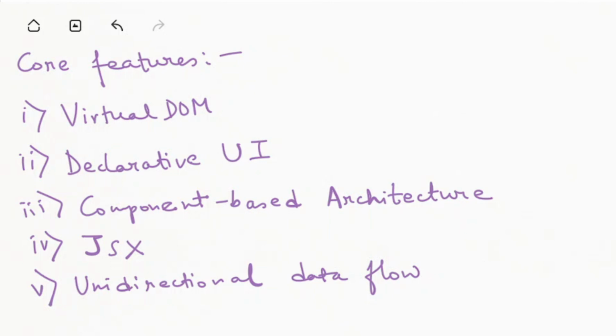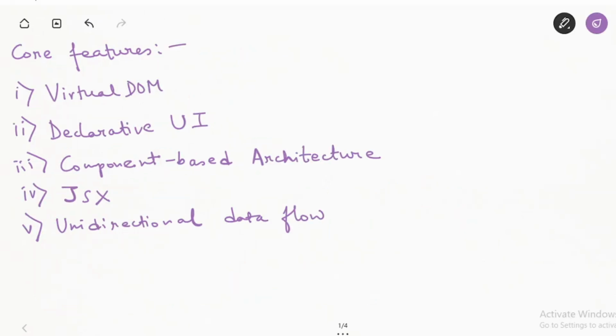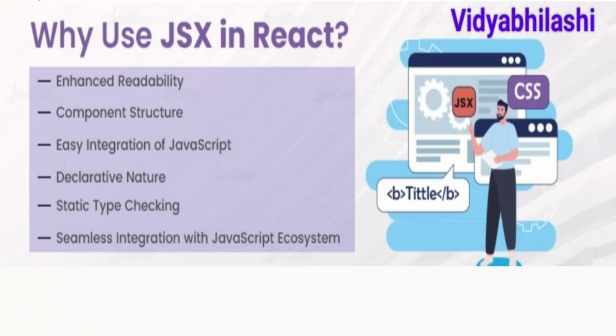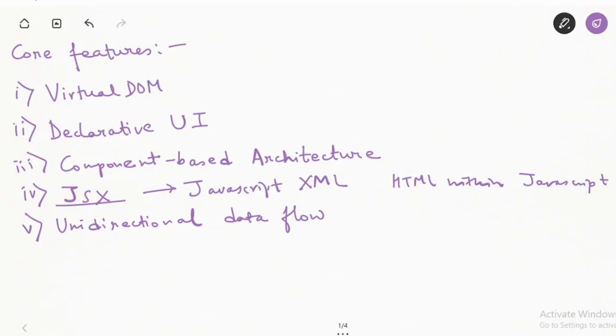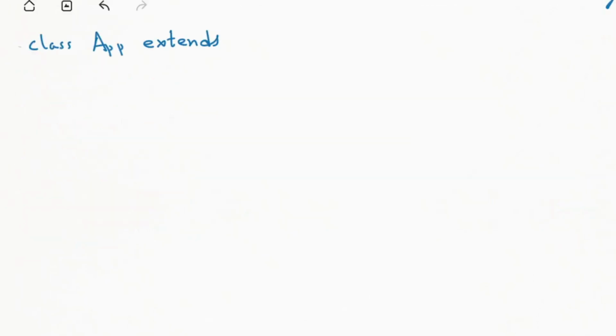The fourth one is JSX. JSX is JavaScript XML. It's a syntax extension that allows writing HTML-like code within JavaScript. JSX makes the code more readable and expressive while providing the full power of JavaScript. Basically, it just provides syntactic sugar for the React.createElement function, giving us the expressiveness of JavaScript along with HTML-like template syntax. Let's have a look at our example.